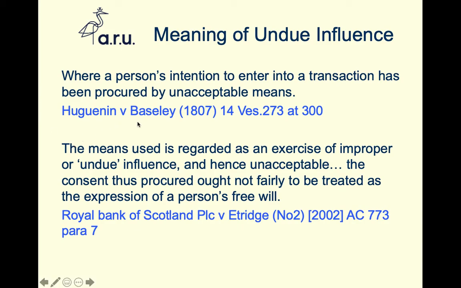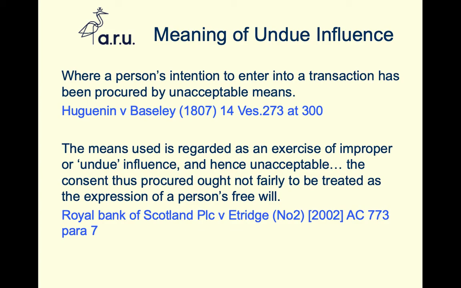So the 1807, very early definition we have there, relates to a person's intention to enter into the transaction having been procured by unacceptable means. So, starting to think about consent and intention being negated by somebody behaving in an unacceptable way. This is updated nearly 200 years later, and we can see that in 200 years there isn't a massive escalation in how we would articulate or identify the behaviours and what it's done to intention to contract.